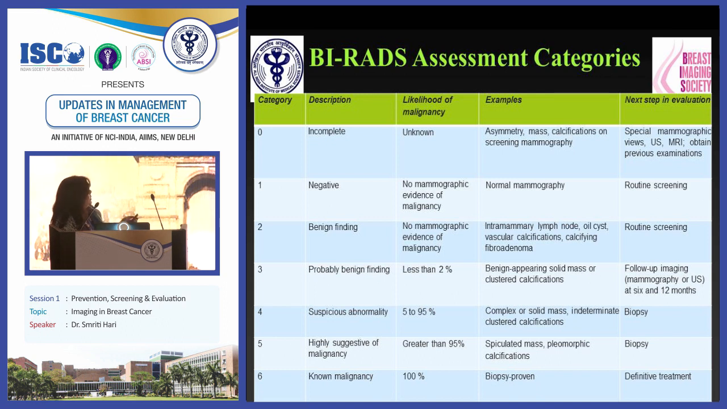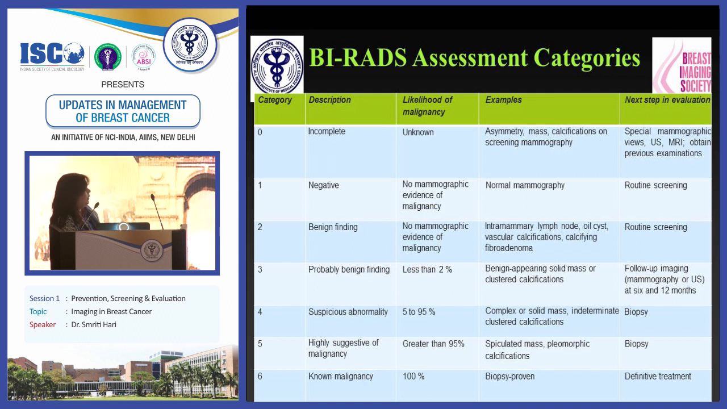So 0 is incomplete. 0 means that the investigation is still incomplete. You need to do further tests, or you want to get the prior studies. Negative and benign means there is no cancer. BIRADS 3 means that it's probably a benign finding and the chance of malignancy is less than 2%.